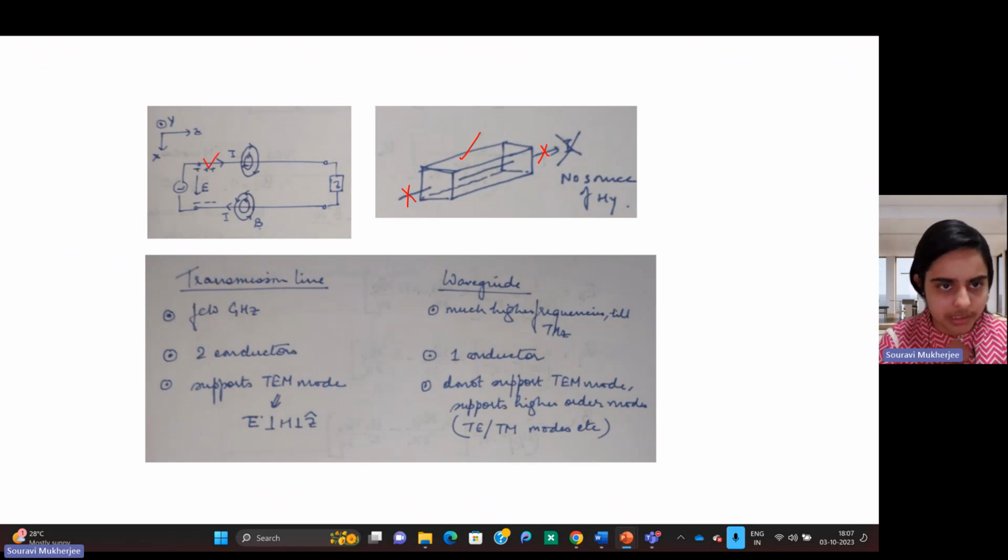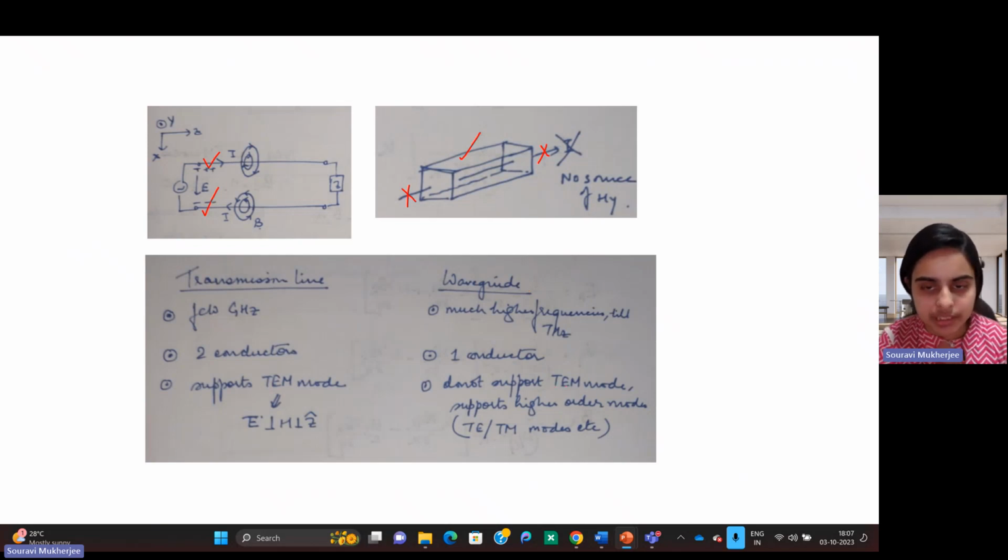So this is one conductor, this is another conductor. So there are two conductors that are involved. Here there's only one conductor that is involved. Okay. And as we saw here, TEM mode is supported, while in waveguides, TEM modes are not supported and it supports higher orders like TE or TM modes. So what do you mean by TEM?